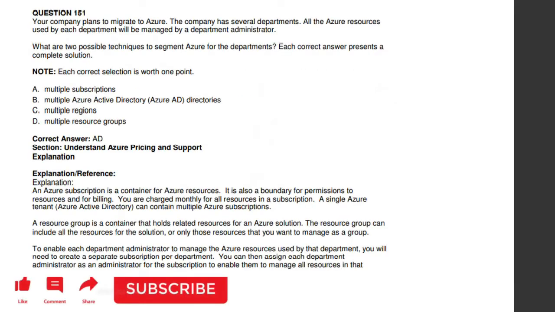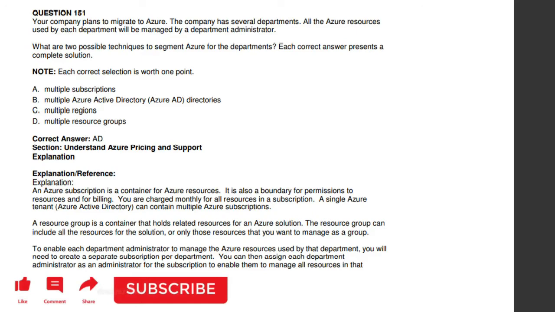So moving to the questions, we are on the 151st question. Your company plans to migrate to Azure. The company has several departments. All the Azure resources used by each department will be managed by a department administrator. What are two possible techniques to segment Azure for the departments? Each correct answer presents a complete solution. So the answer over here is multiple subscriptions and multiple regions. Just understand the concepts by reading the explanation which I have given below.